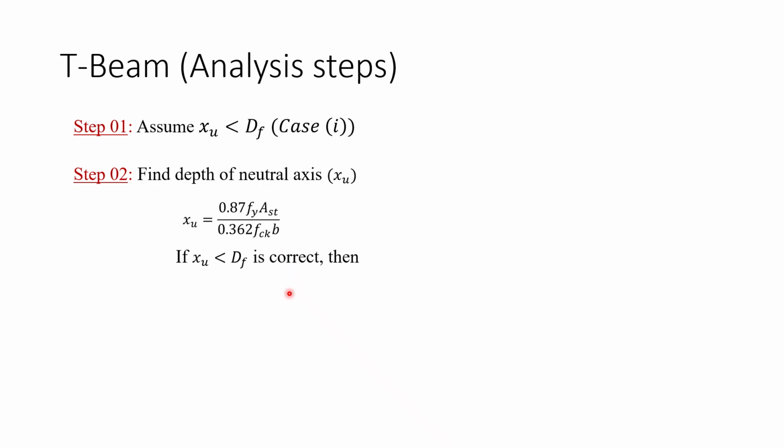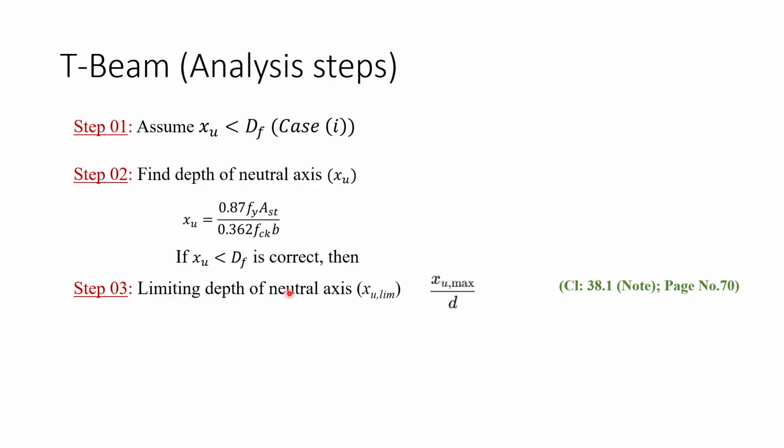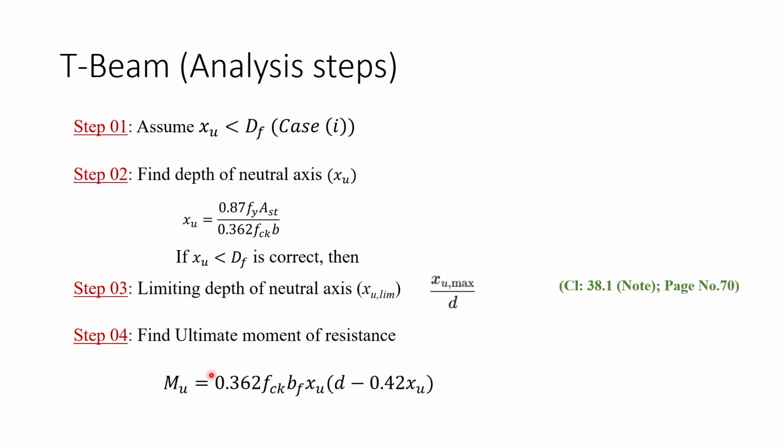assumption is correct. Then we need to compare the xu value with the limiting depth of neutral axis, that is xu max over d, which can be found in IS 456, clause 38.1, note, page 70. After comparing the xu which we obtained with the xu limit, we need to distinguish what type of section it is, whether it is under reinforced, balanced, or over reinforced. After distinguishing, we need to find the ultimate moment of resistance. The ultimate moment of resistance is found using this equation.